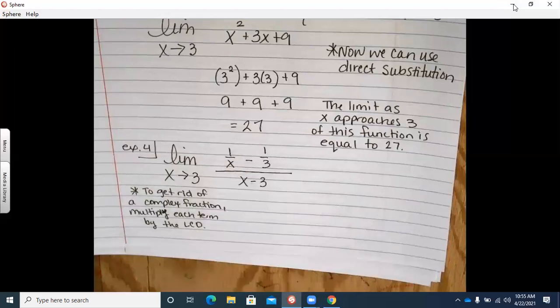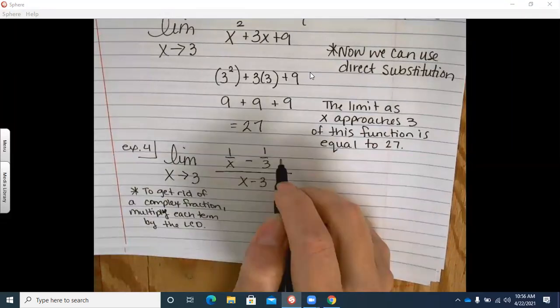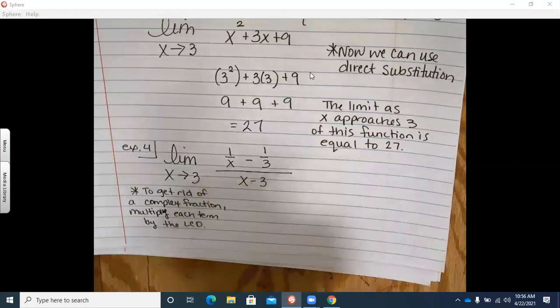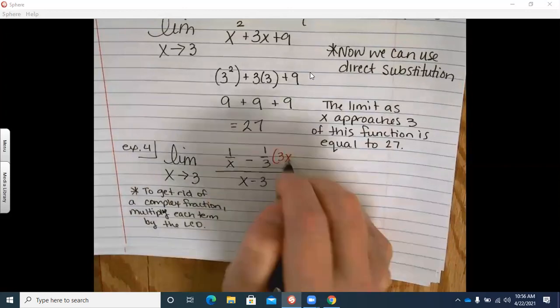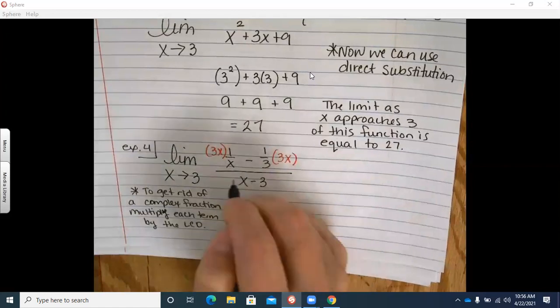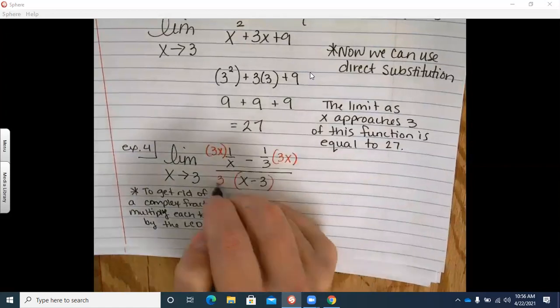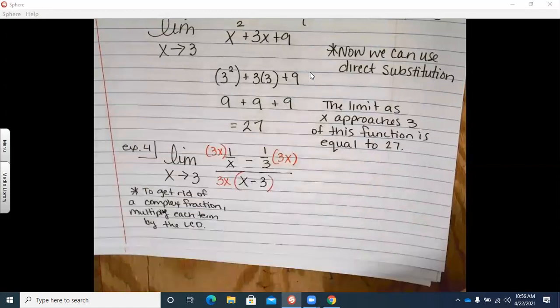Hold on, I know somebody asked a question. Oh, close, Michaela. 3x. 3x is your LCD. Because if we just use 3, well, this x wouldn't cancel out, right? If we just use x, then the 3 wouldn't cancel out. So your LCD is 3x. Make sure you multiply every term. Now the denominator, that binomial, the whole thing is being multiplied by 3x. So you got to distribute. So in the numerator, 3x times 1 over x, well, the x's cancel.